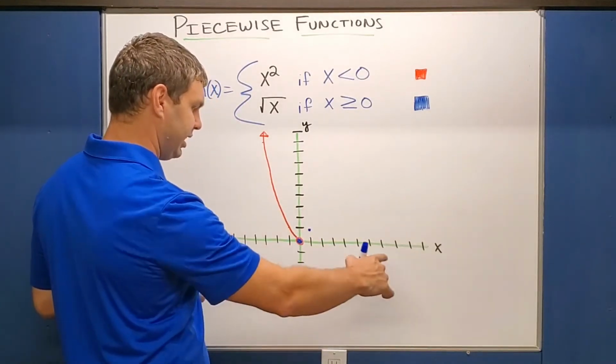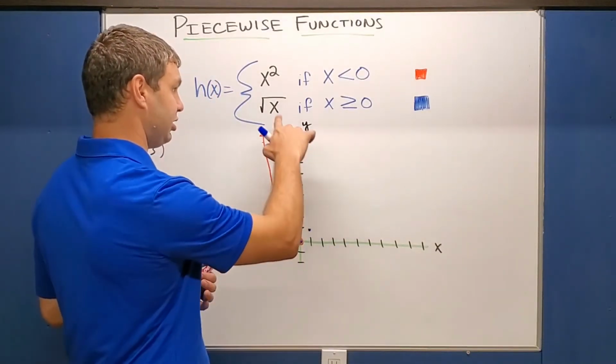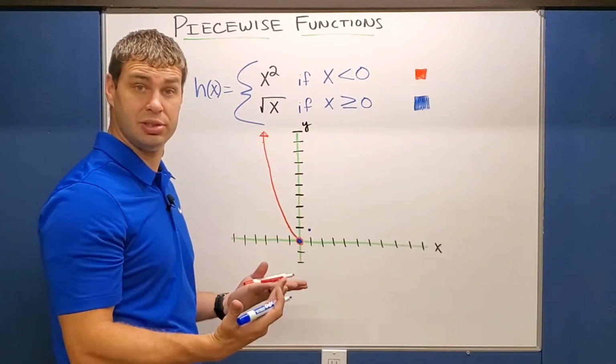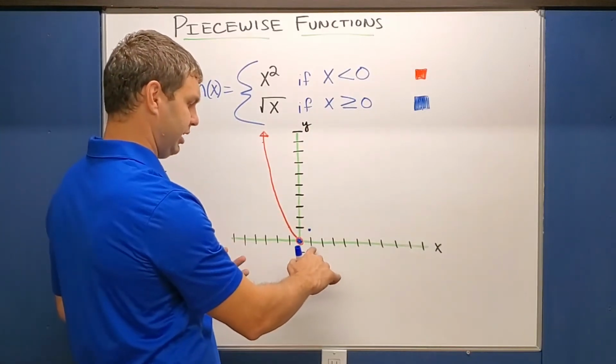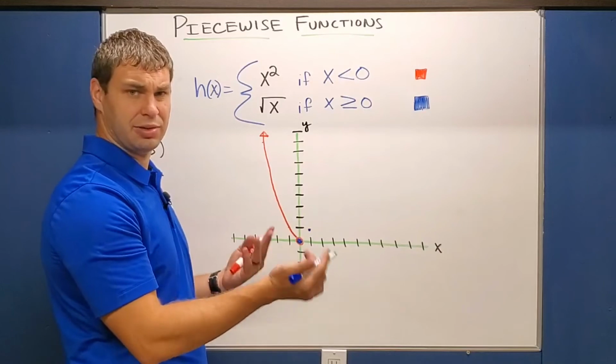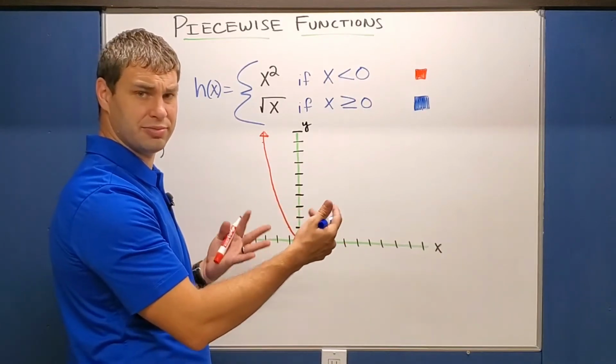And then I'm going to skip until I get to 4 because the square root of 4 turns out pretty nice. It's 2. If I were to try to do like the square root of 2, I don't really want to graph 1.4 or whatever it is.